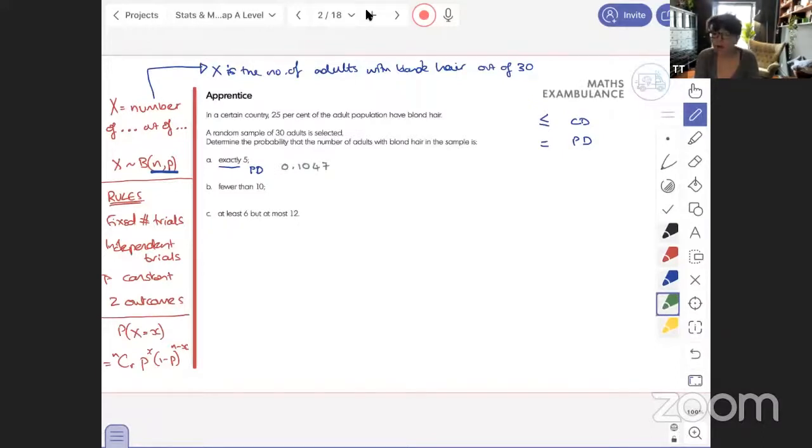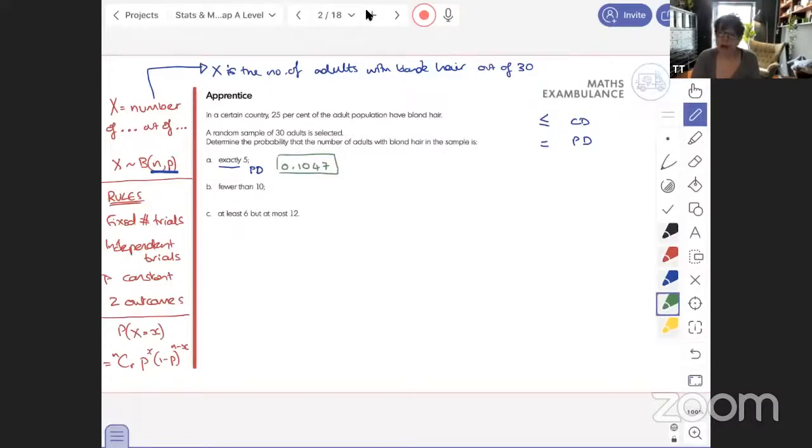And for now, don't worry about how the calculator is doing it or what the calculator is doing, because as I say, this topic is almost exclusively calculator use. So if you can recognize that you've got a binomial situation and you know what buttons to push on your calculator, then you're totally fine. Okay, so that's that one. Hopefully you got that one right. If not, do feel free to ask.